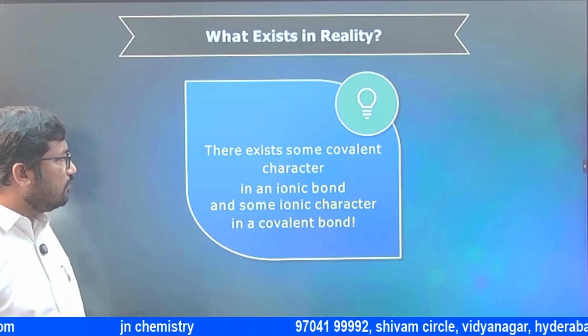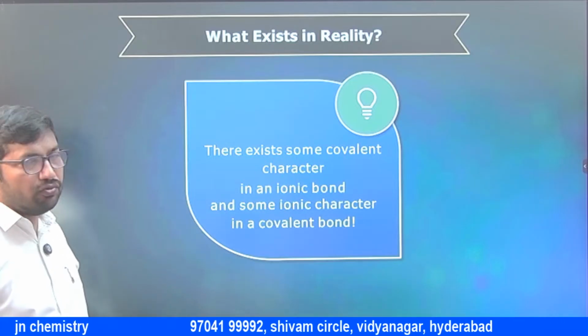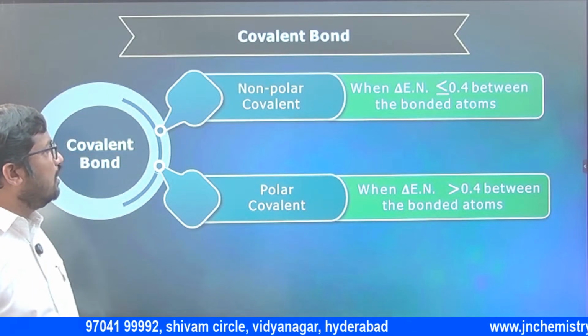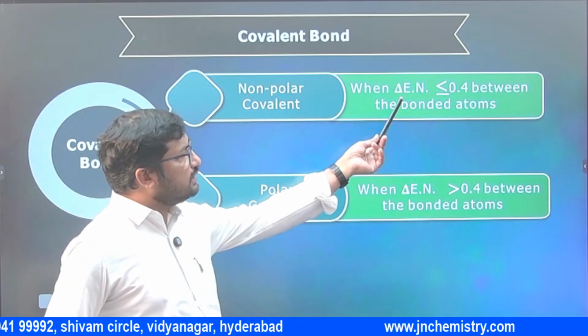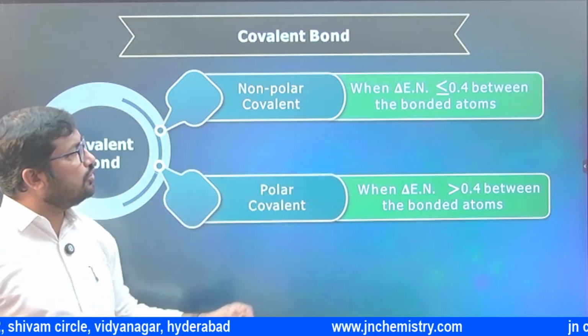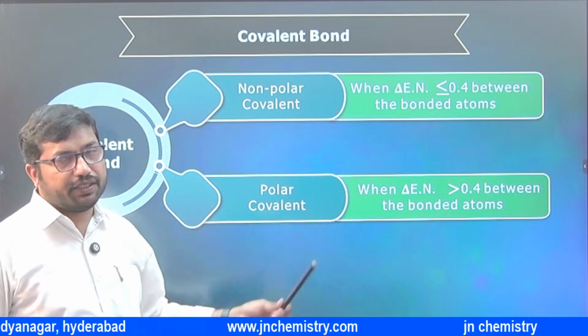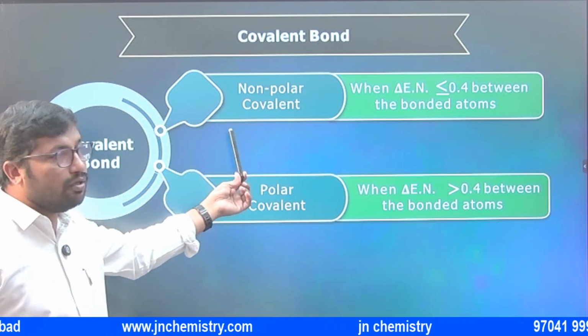So there exists some covalent character in ionic bonds, and some ionic character in the covalent bond. Yes? A non-polar covalent bond, right, is when the electronegativity difference between atoms is less than or equal to 0.4. A polar covalent bond means greater than 0.4.